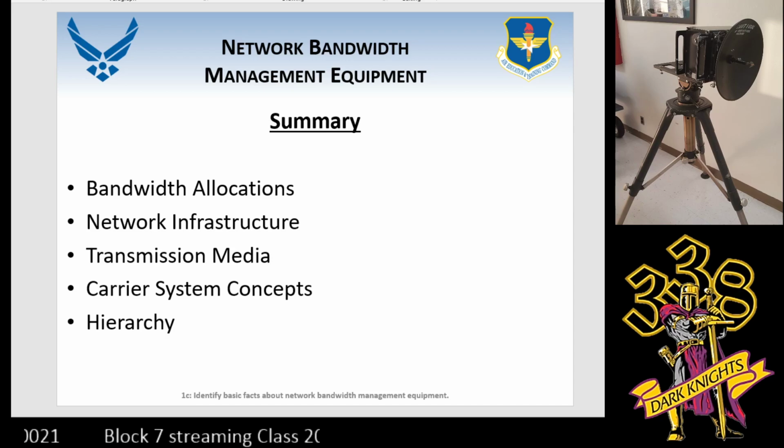Absolutely. So now that we've covered hierarchy, we are at the end of 1 Charlie. Does anybody have any questions about any of the information that we've covered so far? No, sir. But as for the fastest optical speed that we've achieved, it's 255 terabits per second.